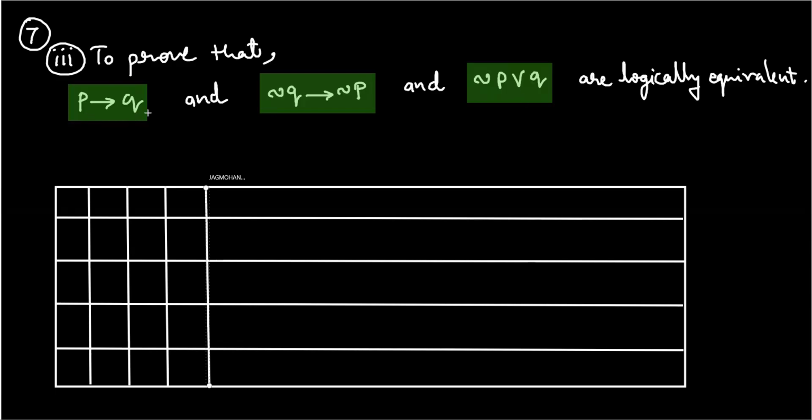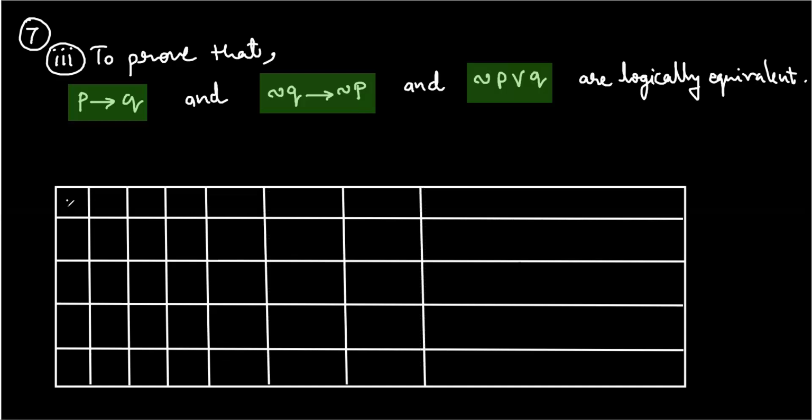So I will go for P implies Q. So I will get here P implies Q. Then I will go for negation Q implies negation P. And finally I will go for negation P or Q. Now let me write the header.